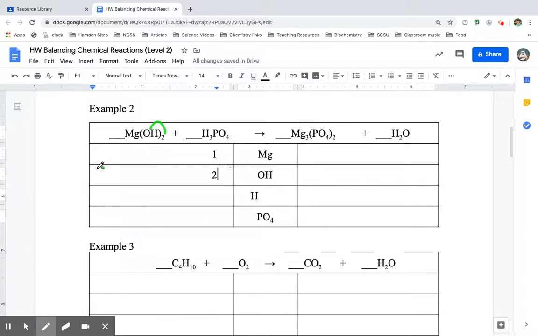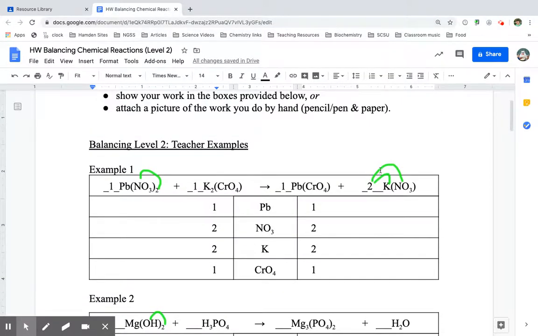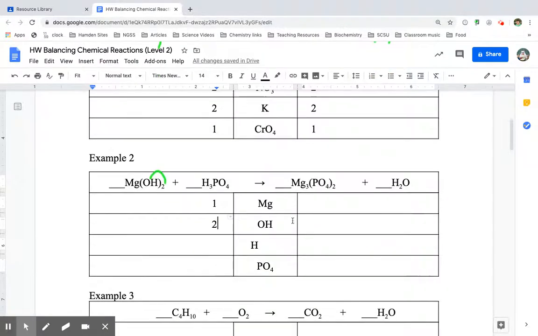Only when you have the big number in front, like up here, does it multiply all the way through. The little numbers like this just go to the one that it's right next to. Counting the H's, I have 3 H's and 1 PO4. Remember, that 4 is part of its name, so there's just one of those.